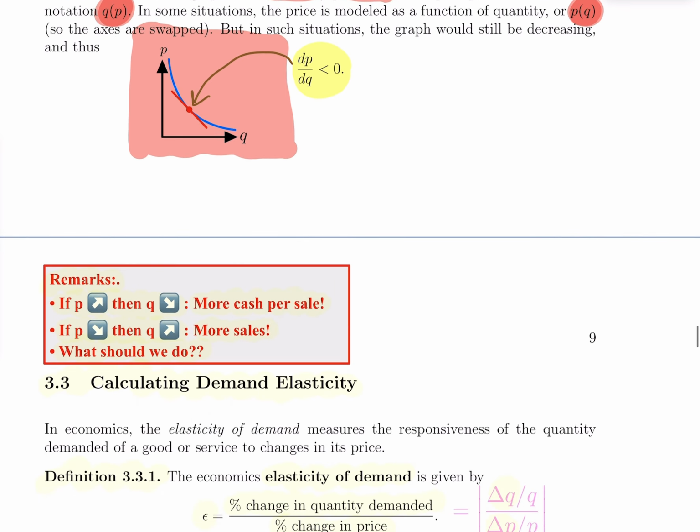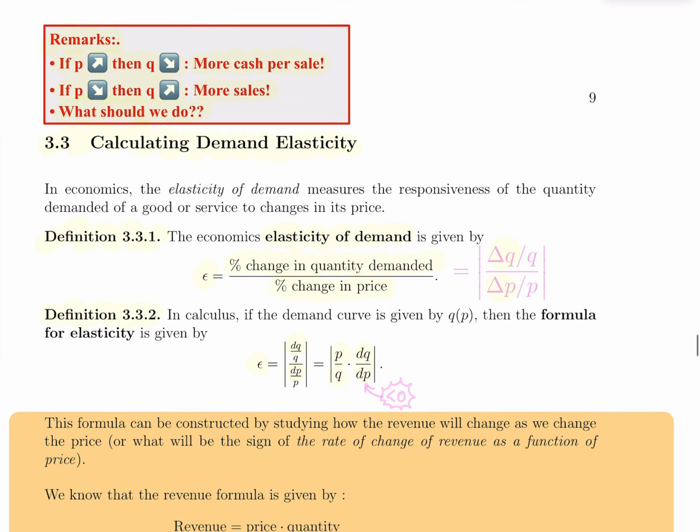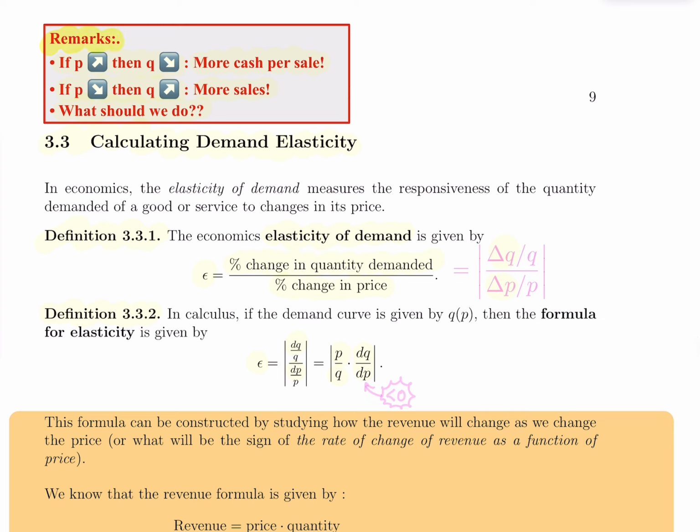For the second concept, before introducing it, I want to end this previous section with a nice remark. Sadly, this remark is missing from our notes because I'm the worst teacher ever. So the remark goes as follows. Of course, if the price goes up, the quantity you're going to sell is going to go down. But this means that you're making more cash per sale. If you are selling one item at a higher price, you're making more cash on that sale. So that's very, very important. So maybe this is a good strategy to make more cash.